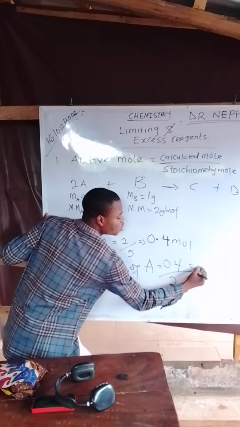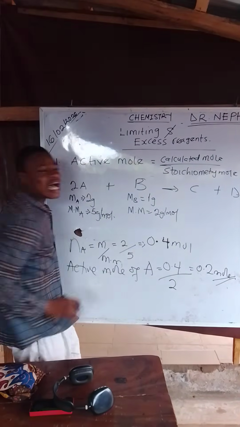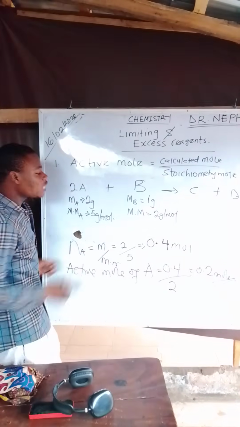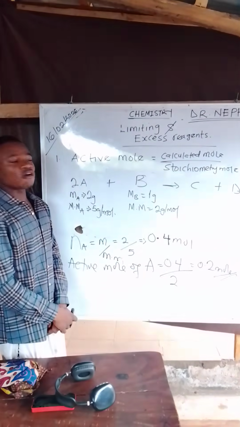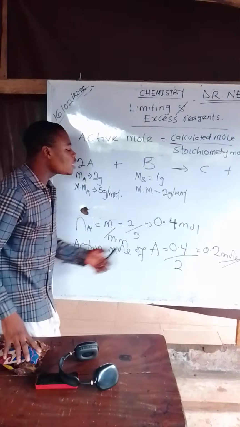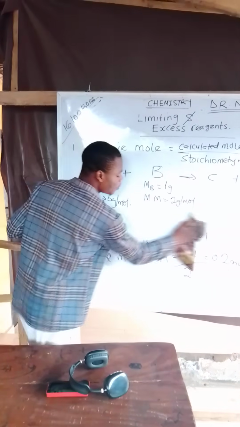So we will give you 0.2 moles. That's the active mole of A. Now I have calculated the active mole of A. Now let me calculate that of B. To calculate the active mole of B, I am going to apply the same formula.